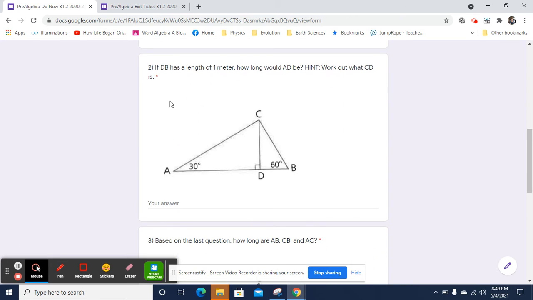Now we want to consider this one. If DB, this is DB, has a measure of 1 meter, how long is AD? All right, I've given you the hint. Work out what CD would be. Well, since I got 60 degrees here, and that's a right angle, that means this here is 30 degrees. So this is a 30, 60, 90 triangle over here on the side. It's kind of neat what happens if you take a right triangle, lay it on its side, because this right here is a right angle, drop an altitude, you produce two similar triangles.